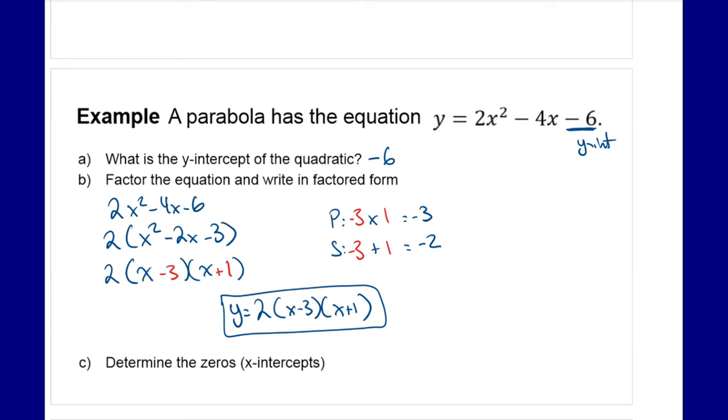And I can pick out the zeros from this. I can find what the zeros are because we've mentioned that the zeros are in the brackets. They're the opposite of what we see. So instead of -3, it's +3. And instead of +1, it's -1. So we do have our two x-intercepts.